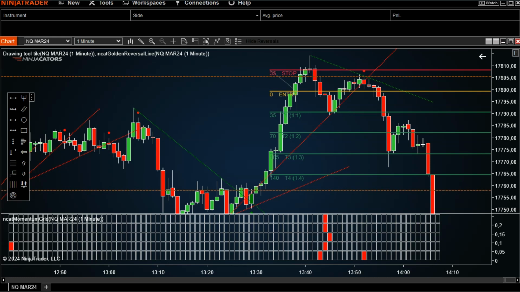In this case, we wanted price to hit an institutional trade location. As it did with that setup, we had an overbought situation on 4 different time periods, as shown by the momentum grid. And then as soon as price broke below the golden reversal line and gave a sell signal, it was time to enter.